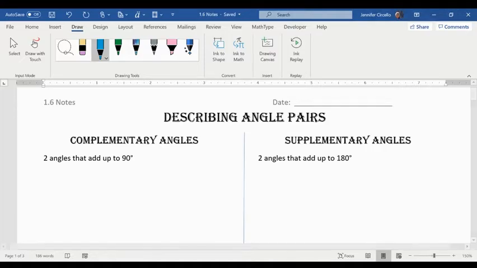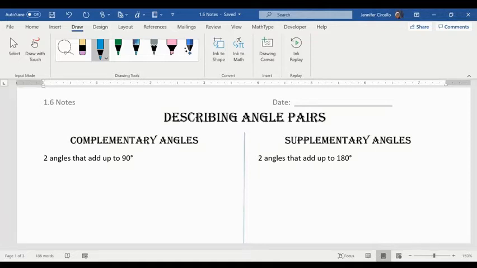Okay, so now we're going to start talking about angle pairs. In this section, we're going to talk about two angles, and you really want to think about what their relationship is to each other. They may add up to something, they may equal each other, they just might be next to each other in the picture. You're going to use that information to analyze diagrams. Sometimes we'll use that information to write equations.